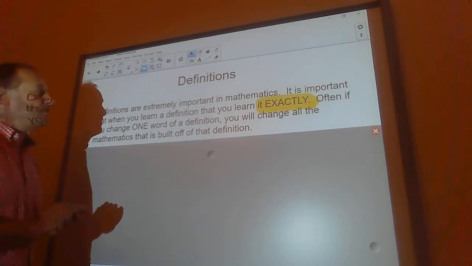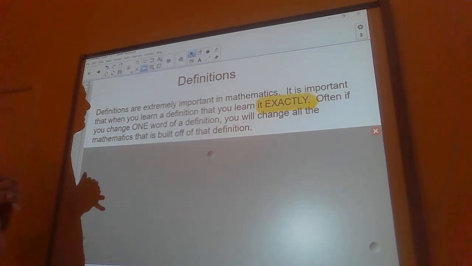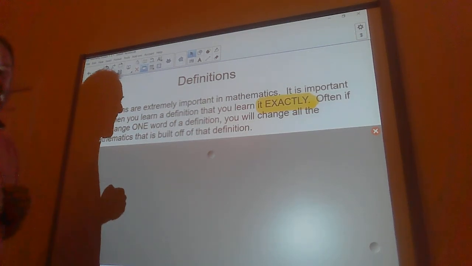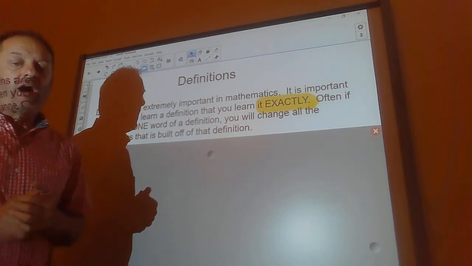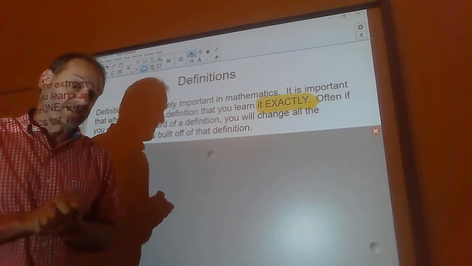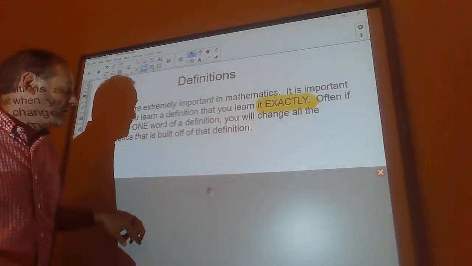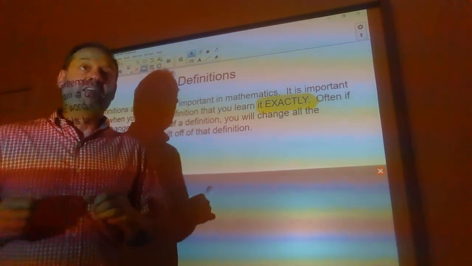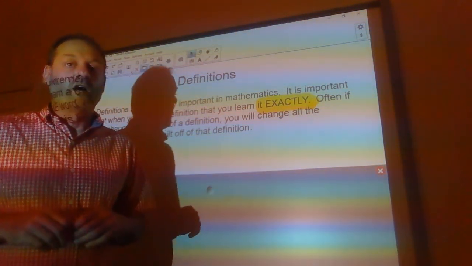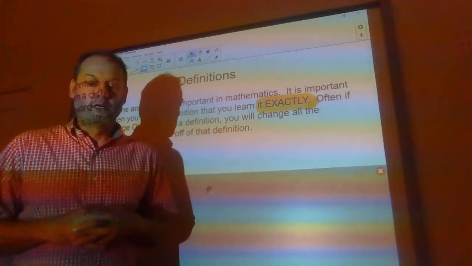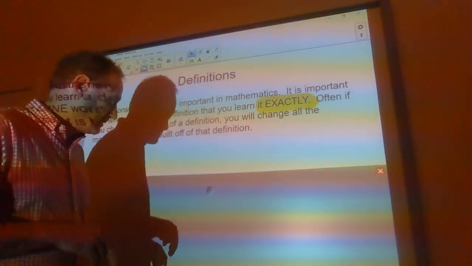Definitions are extremely important in math. It is important that you learn a definition exactly. Often if you change one word in a definition, you will change all the mathematics that is built off that definition. An example of that would be if I made the definition, a circle is the set of all points in a plane equidistant from a center point.